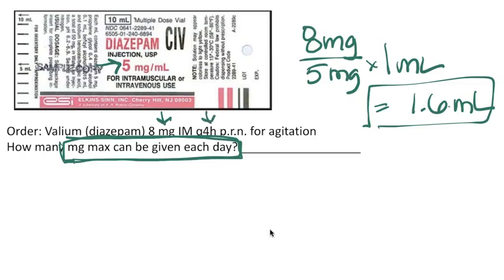And the doctor ordered it every few hours PRN. So this is a completely different question. I went right off track there. PRN means whenever necessary. So this is for agitation. So whenever your patient is agitated, you might choose to give this medication.